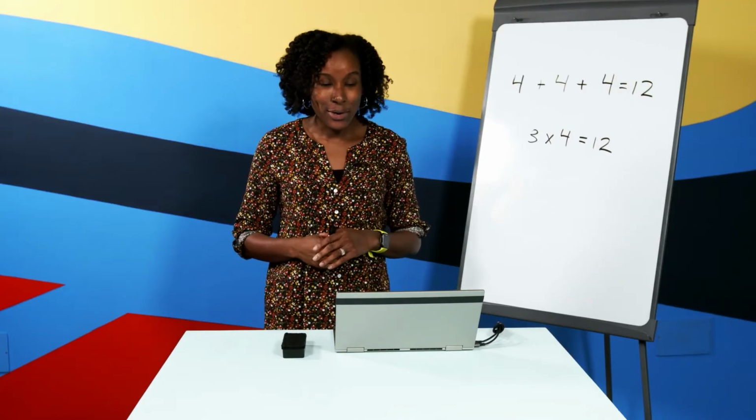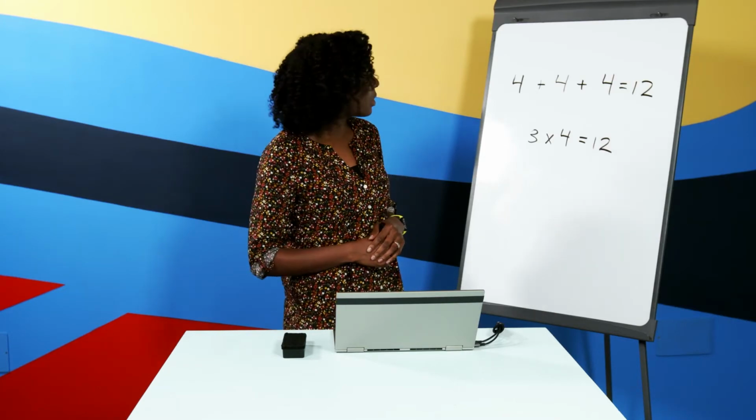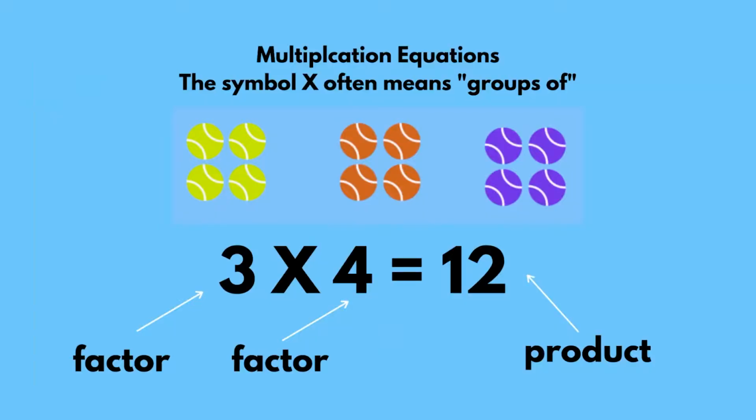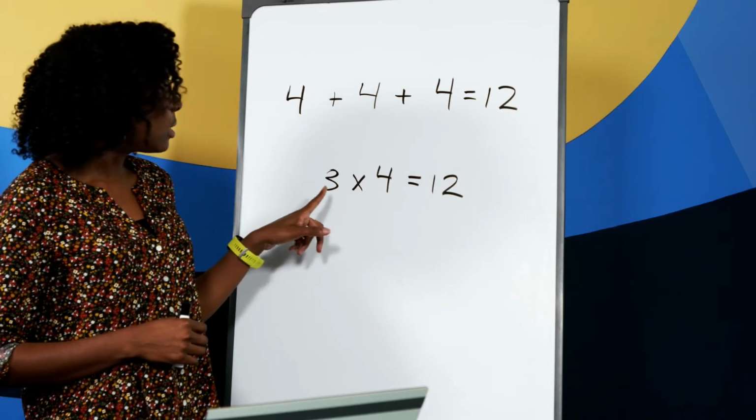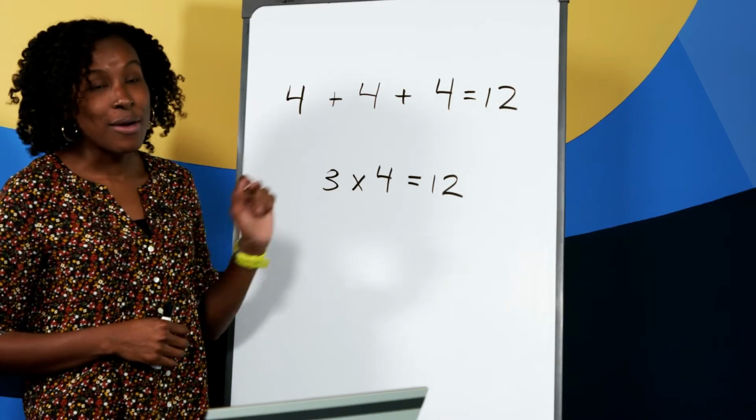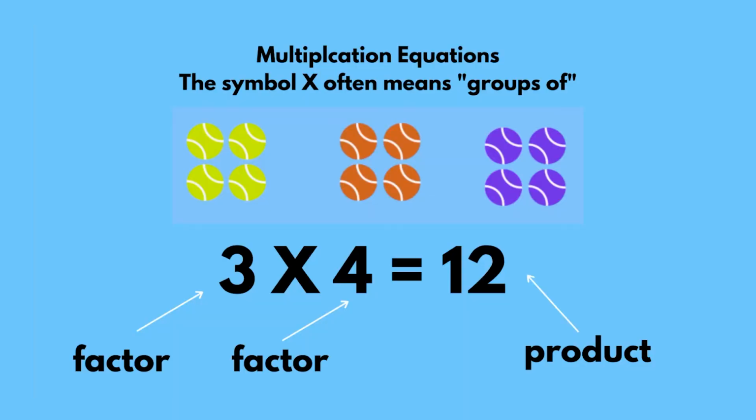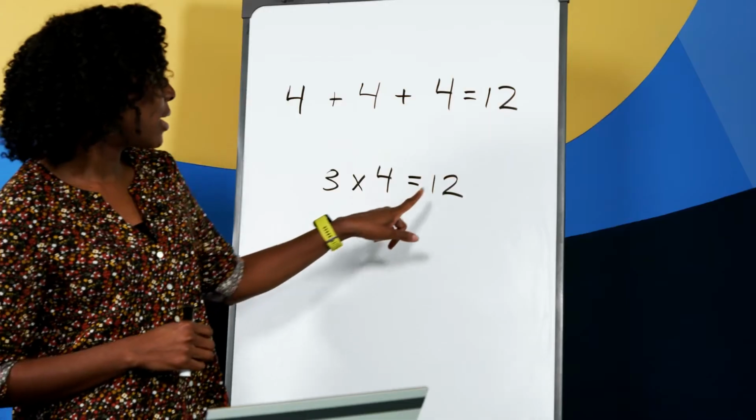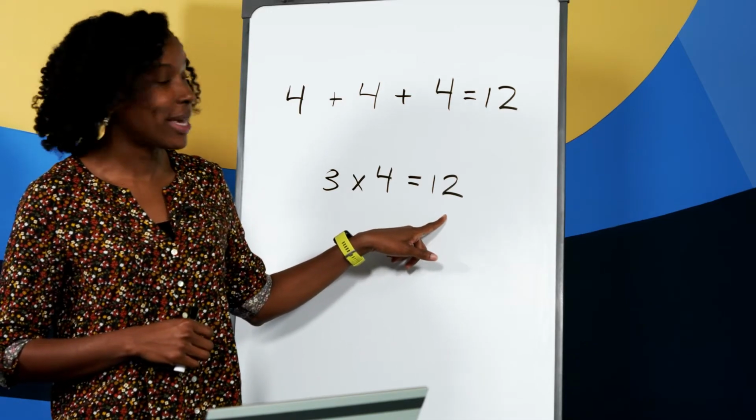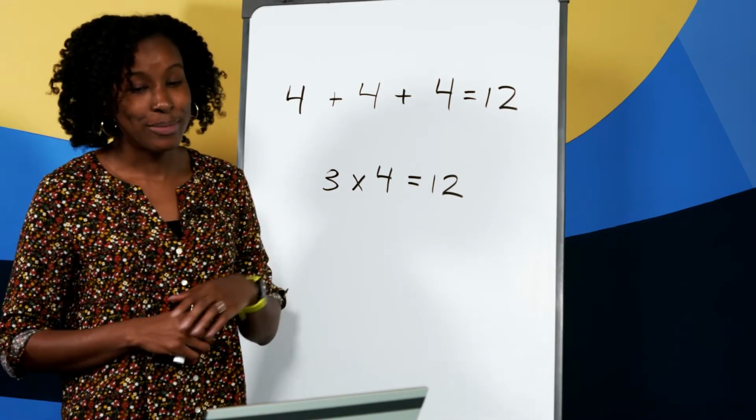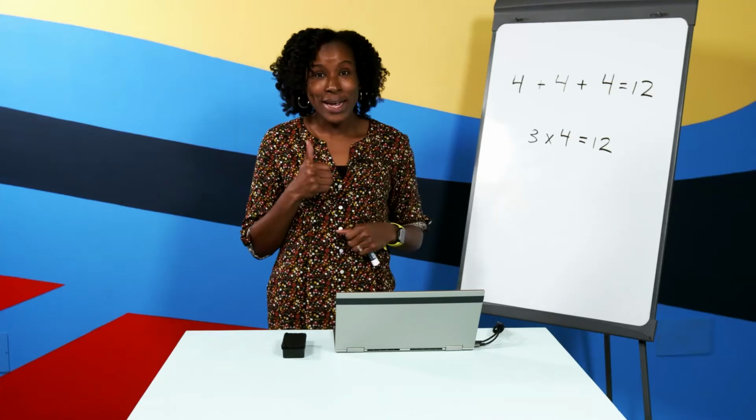So let's look at that equation a little bit closer. That X symbol in the middle often means groups of, and that's exactly what we were looking at today. We had 3 groups of 4 tennis balls. These numbers 3 and 4 are factors, just like you see them labeled on the screen. You multiply those factors in order to get your product, or your answer, for multiplication. And that answer is 12. Doing a great job so far.